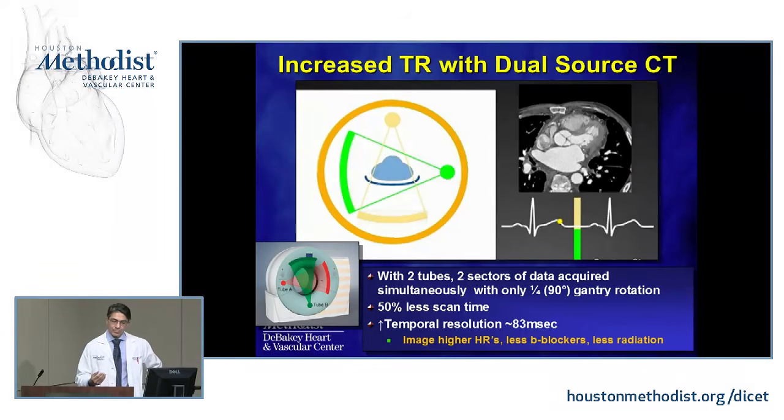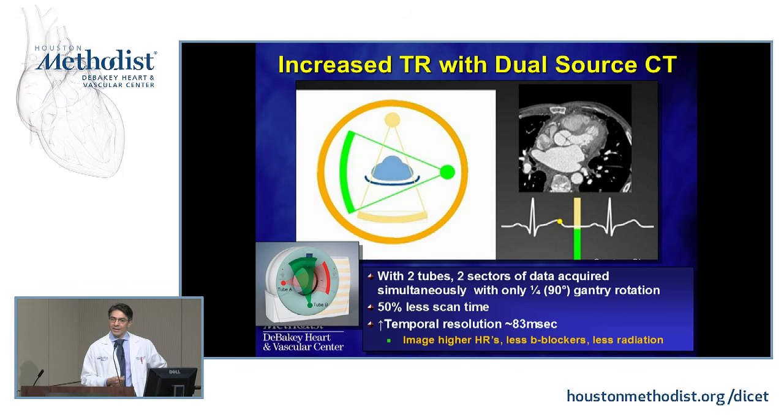The concept is that now, instead of spinning 180 degrees, I only have to spin 90 degrees, because you get the other 90 degrees you need to create the image from the second detector. So you've tremendously improved your temporal resolution. If you were to put it on the old 64-slice scanner, which rotated in 333 milliseconds, your temporal resolution would be down to 83 milliseconds. And you can imagine why that's important.